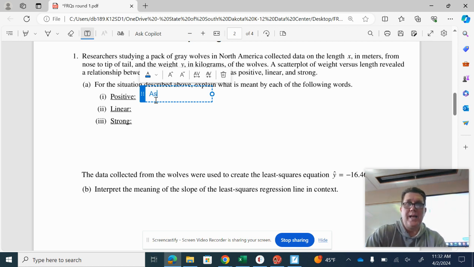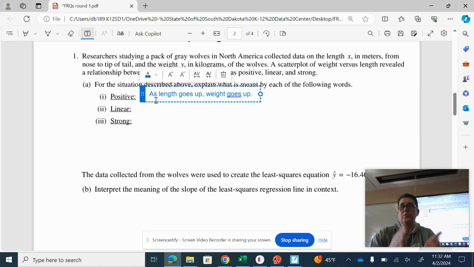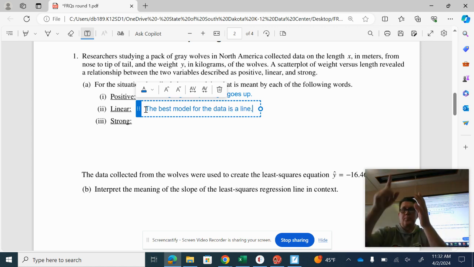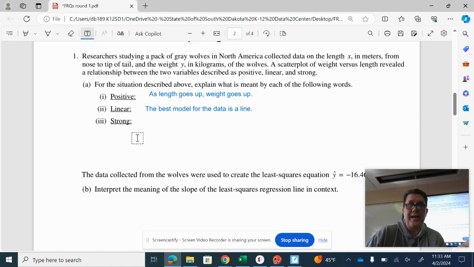What does positive mean? As length goes up, weight goes up. Negative, as X goes up, Y goes down. So that'd be describe a negative relationship. We're doing this in context. Linear, the best model for the data is a line. We could have the best model be a quadratic, a parabola. The best model could be a curve. We're usually dealing with linear. Okay, so we've got form, which is linear, and we've got direction. That's part of FUDs.